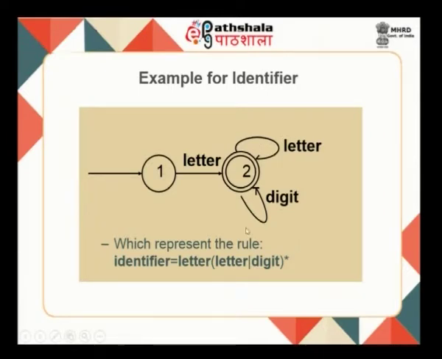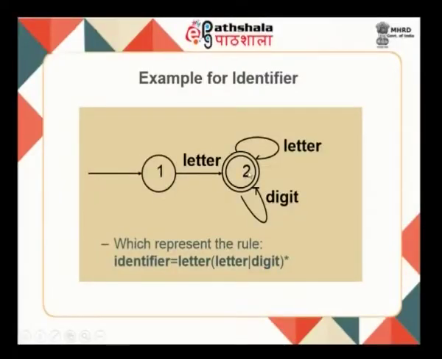So, this is the automata representation for this regular expression, where I have letter followed by letter or digit, the whole star. So, I can keep on staying here. How many paths exist from the start state to the final state? This is one path, 1 to 2, but I can keep on staying in 2 itself for a longer time. So, that is one path I can take.